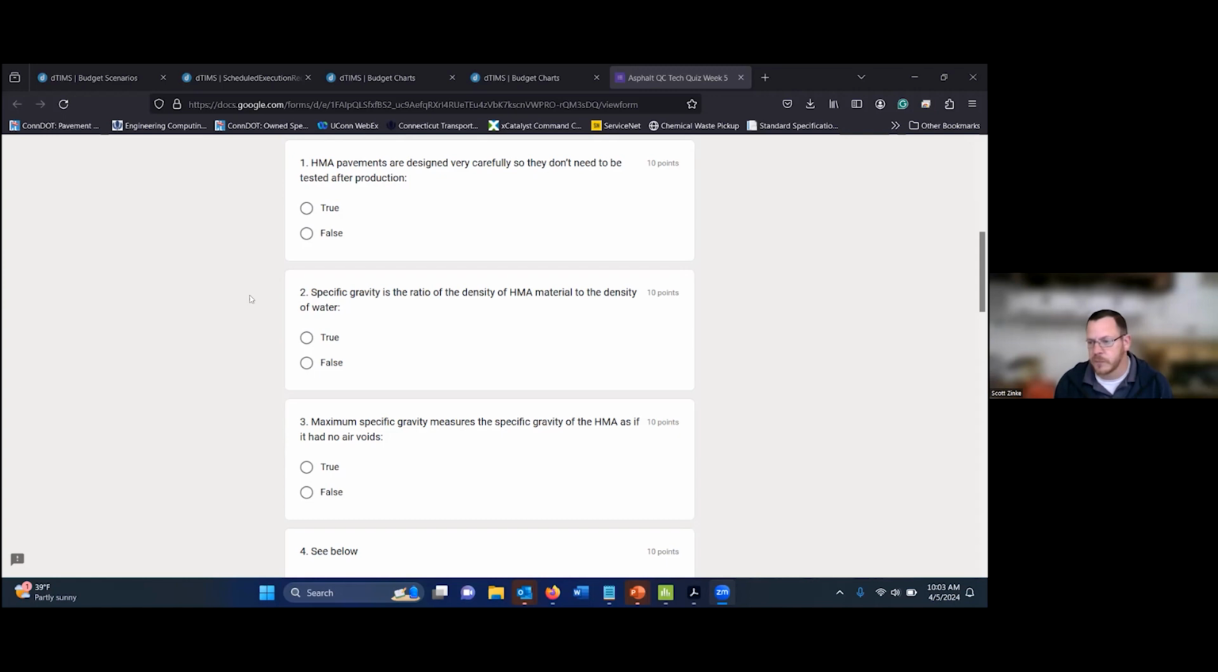Number two, specific gravity is the ratio of the density of HMA material to the density of water. If you answered true for that, you'd be correct. Okay? So anytime you see a specific gravity, that's how many times denser that material is than water.